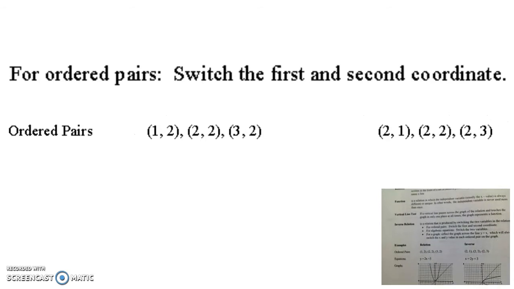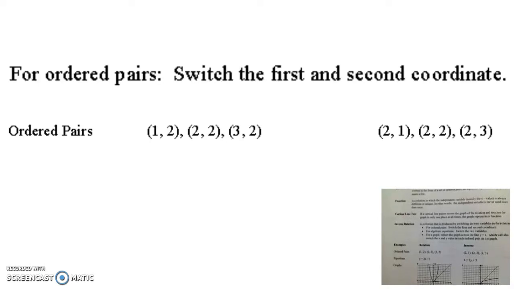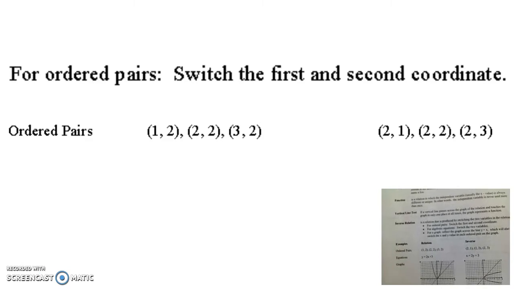So let's look at some examples. If we have the ordered pairs (1, 2), (2, 2), and (3, 2), this, by the way, is a horizontal line that goes through the point y equals 2. The inverse of that function is going to be (2, 1), (2, 2), and (2, 3). So now we have a vertical line that goes through x equals 2, which recall is not a function. It is a relation, however.